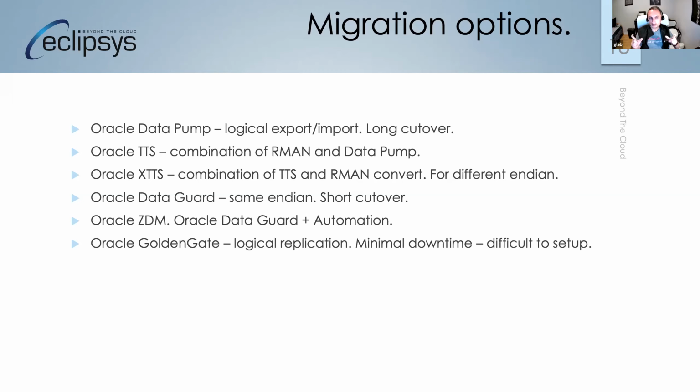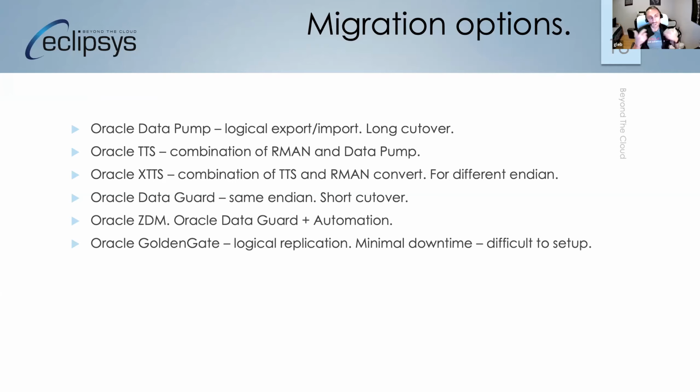Cross-platform transportable tablespaces, a combination of TTS and RMAN convert. It is for a different engine. If you have a different engine, probably it is the only way to do that. Or use GoldenGate logical replication. Minimum downtime, but a lot of requirements for the source database, like primary keys and supported data types, and it is difficult to set up. For the same engine format, Oracle Data Guard is probably the best choice.